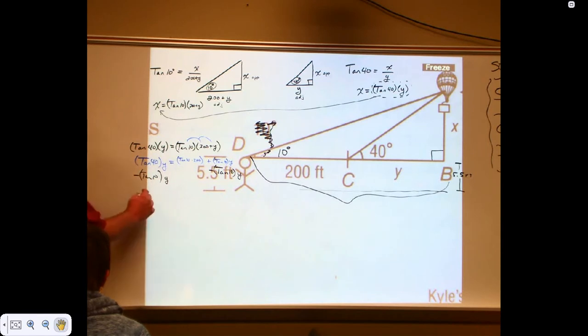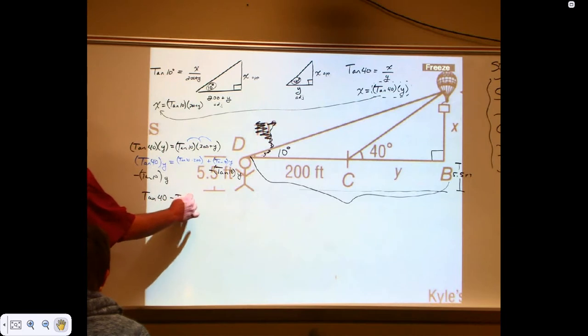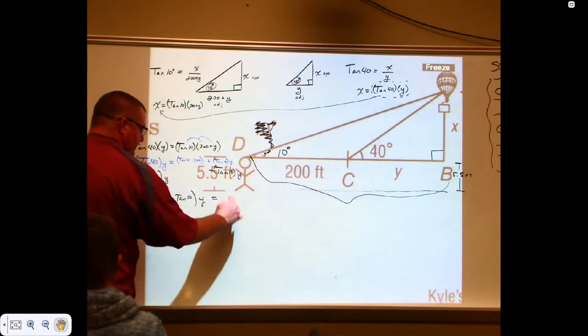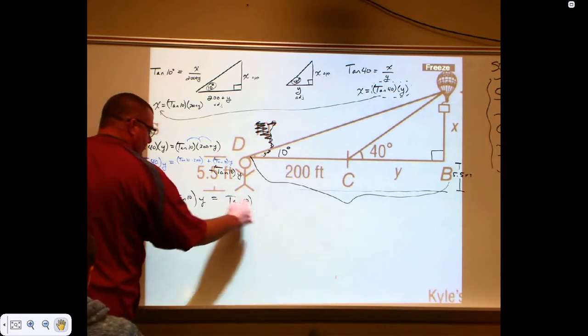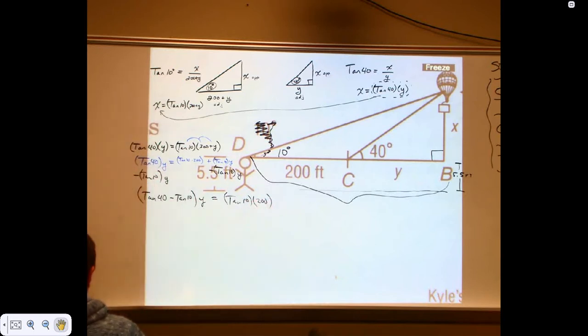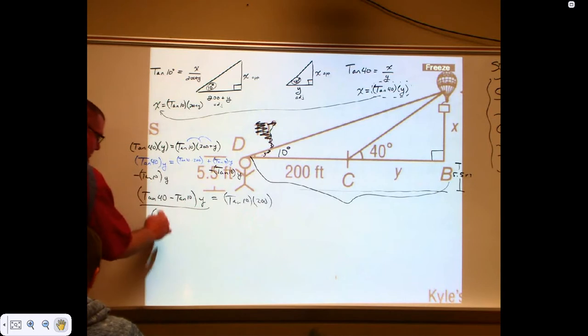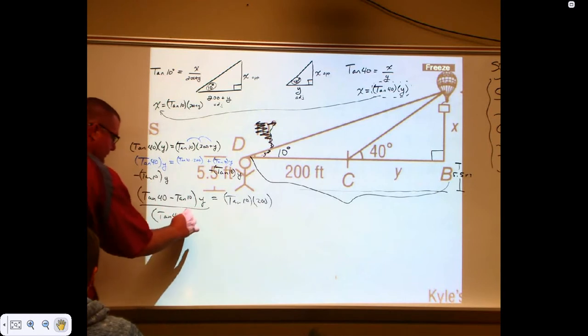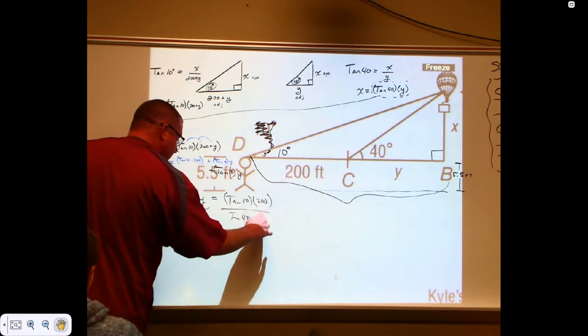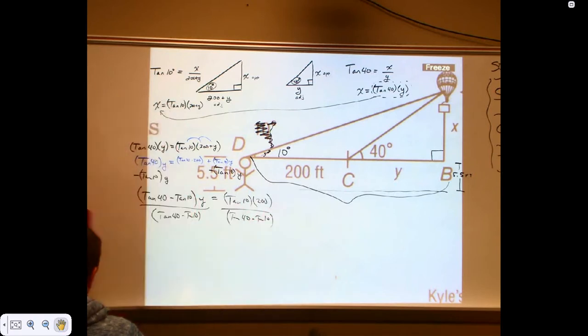And what happens here, and this is of y, right? So what I'm going to do is factor this out, and I'm going to say this is tangent of 40 minus tangent of 10, all in parentheses, y, is equal to tangent 10 degrees times 200. Next thing, I'm going to divide both sides by tangent of 40 minus tangent of 10. Then you put that into your calculator.